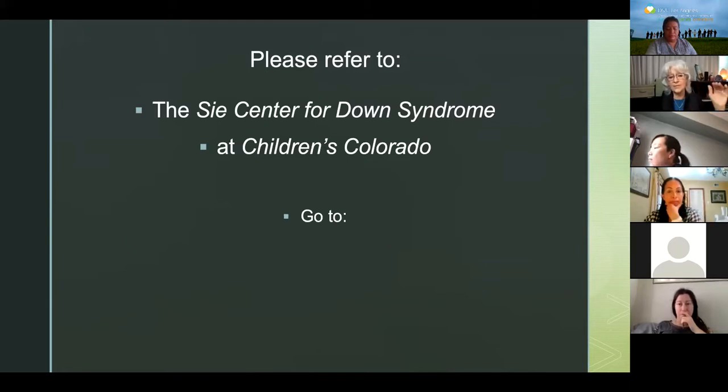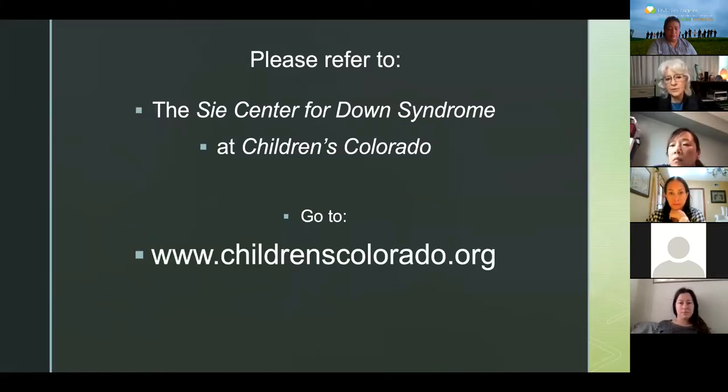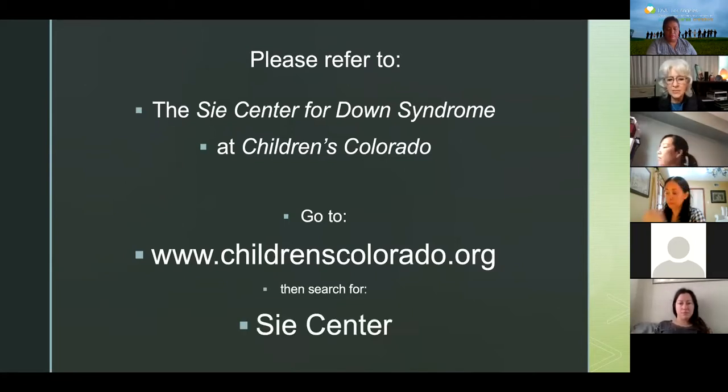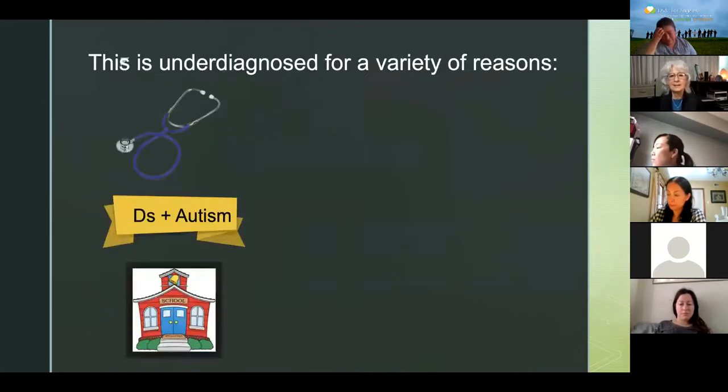They're astonishing. They're the gold standard, awesome resource for children who have Down syndrome and autism, if you can afford it, if you can afford to go there. So go to that website, childrenscolorado.org, then search for C Center, and that's how you get there. Otherwise, it's kind of hard to find it.